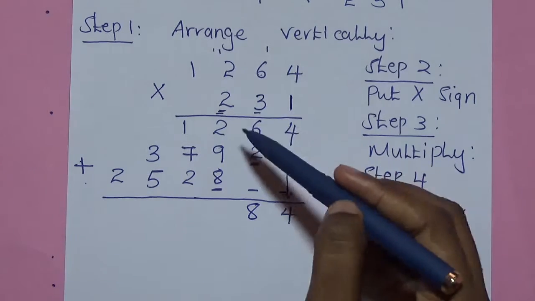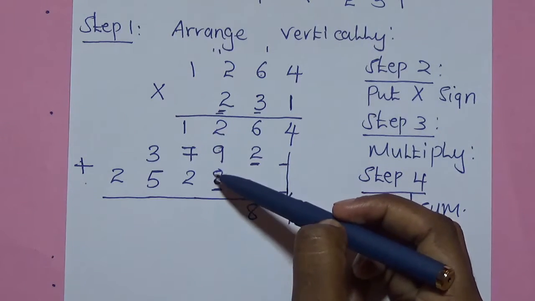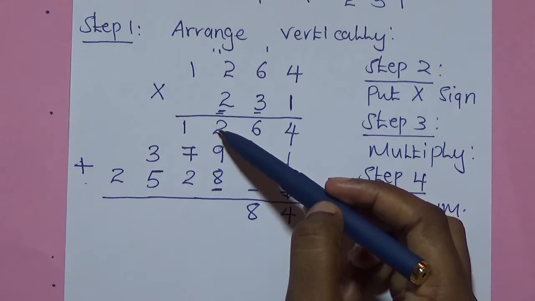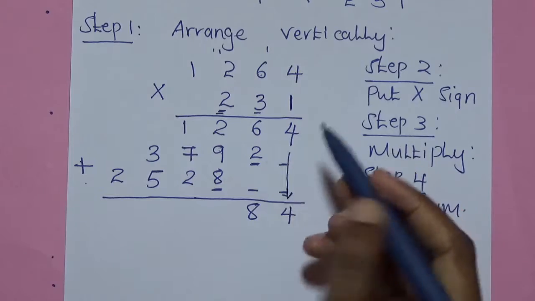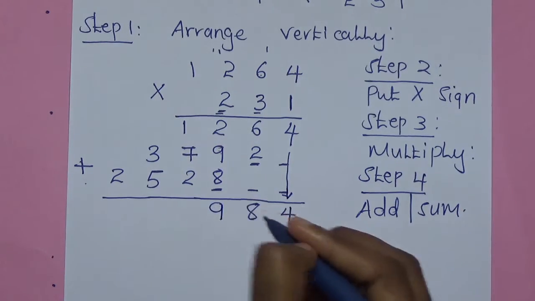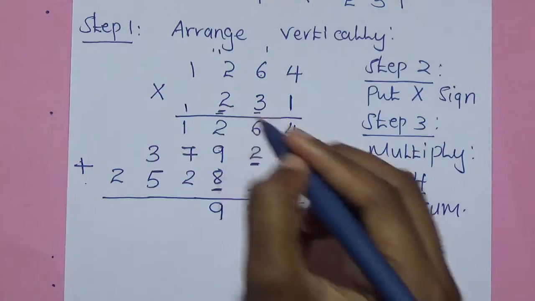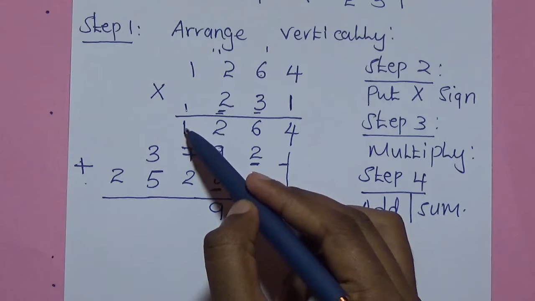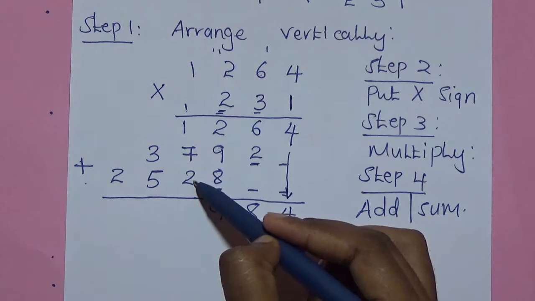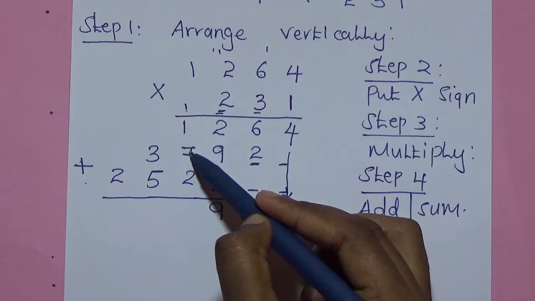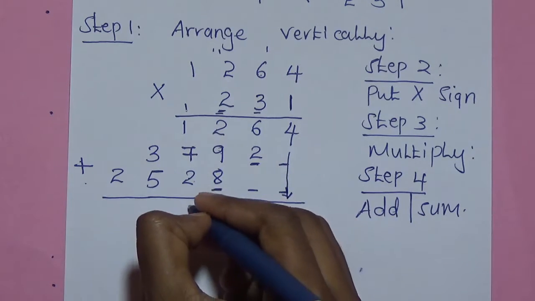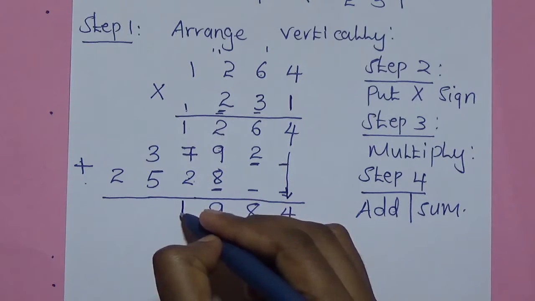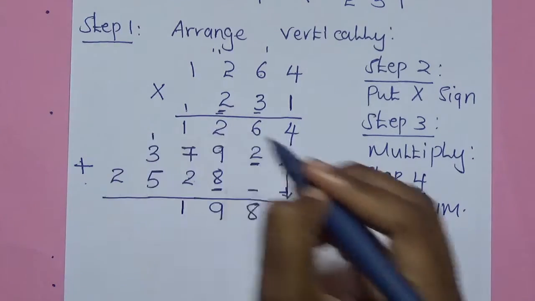Then here we have 2 plus 9 plus 8. So it will be 2 plus 9 is 11, plus 8 is 19. We write 9, we carry 1. Here we have 1 plus 7 plus 2. 1 plus 7 is 8, plus 2 is 10, plus the 1 we carried, we have 11. So we write 1, we carry 1 again.